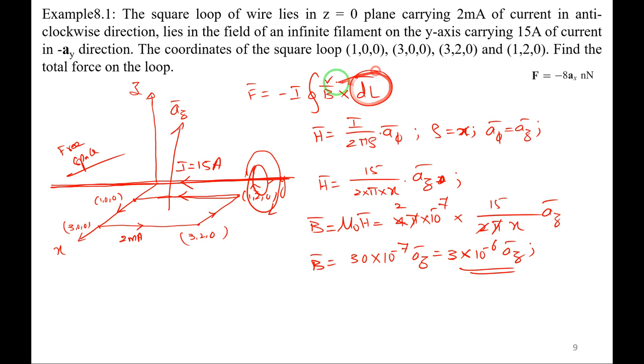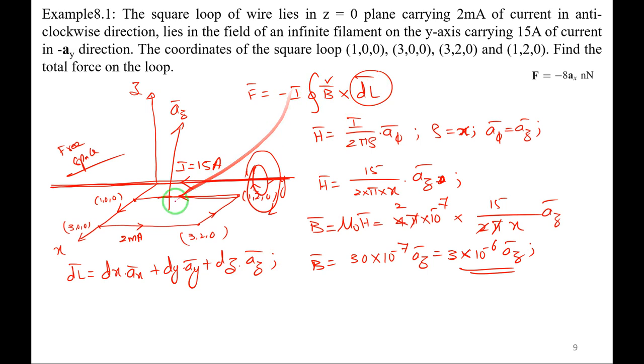Then what is this dl vector? Observe here. Now we are ready with the B vector. It is in the Cartesian system, Az. So what is the dl vector? The dl vector is equal to, in the rectangular coordinate system, dx into ax plus dy into ay plus dz into az. Now we came to know what is dl, what is B, what is I. I is the current flowing in the loop. Now don't take this I, the current flowing in the loop we have to take as 2 milliamps. So we'll apply that formula.